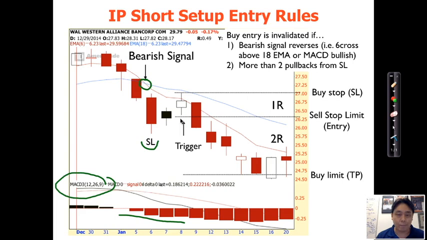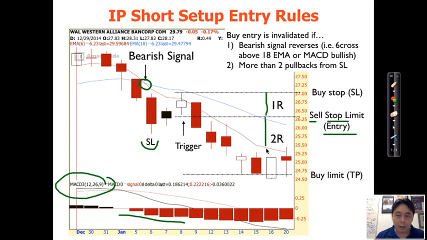We can take the trade. So we'll place our sell stop limit order, in this case 3 cents below the low of that candle. That's our entry price. Stop loss would be a buy stop order, 3 cents above the high of that candle. So this distance would be 1R. That's our risk per share.